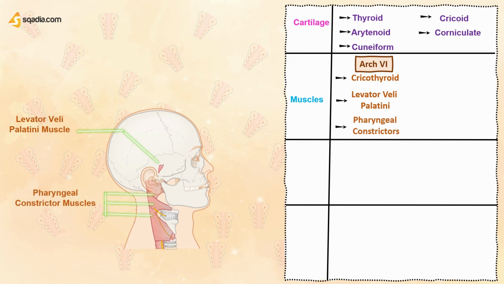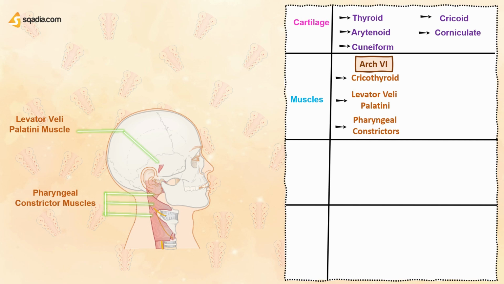Do you know what is cricothyroid? The cricothyroid muscles are the primary muscles responsible for controlling the tension and length of the vocal folds in the larynx. They play a crucial role in regulating the pitch and quality of the voice. And what is levator veli palatini? The levator veli palatini is a muscle located in the soft palate of the oral cavity. It plays a crucial role in the movement and elevation of the soft palate, which is important for various functions such as swallowing and speech. And what are the pharyngeal constrictors?